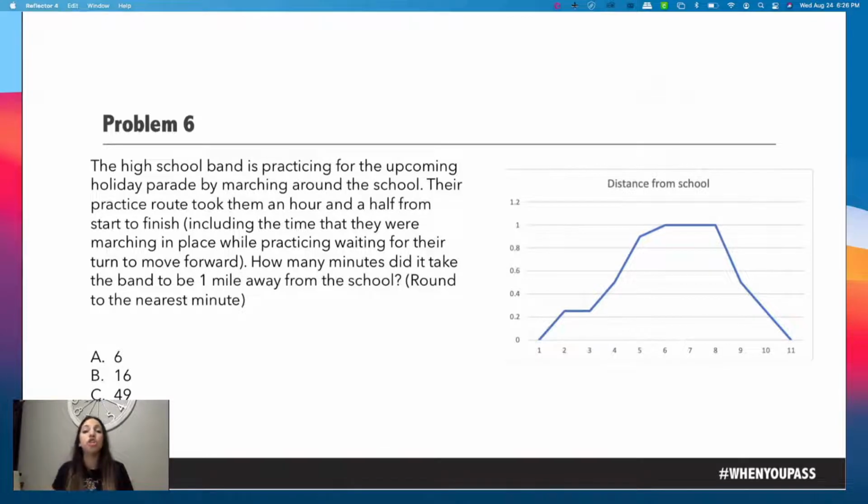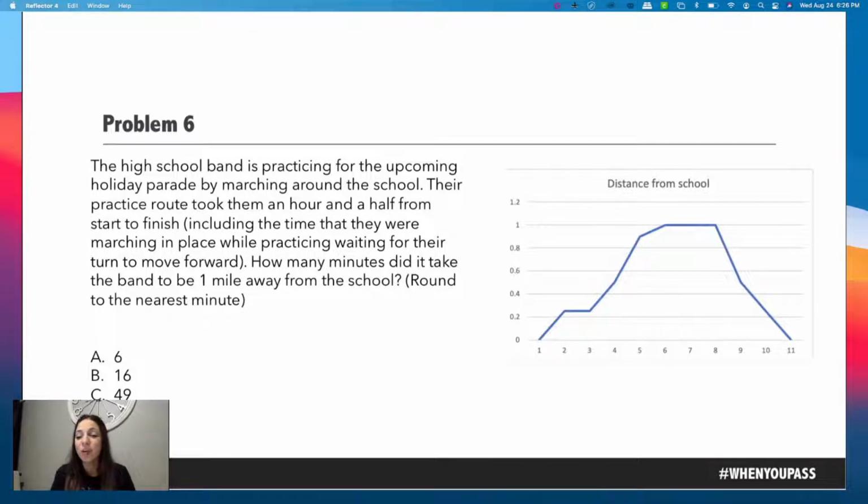I have 2 questions about this problem as well. So let's go ahead and read it. A high school band is practicing for the upcoming holiday parade by marching around the school. Their practice route took them an hour and a half from start to finish, including the time that they were marching in place while waiting for their turn to move forward. How many minutes did it take for the band to be 1 mile away from the school?